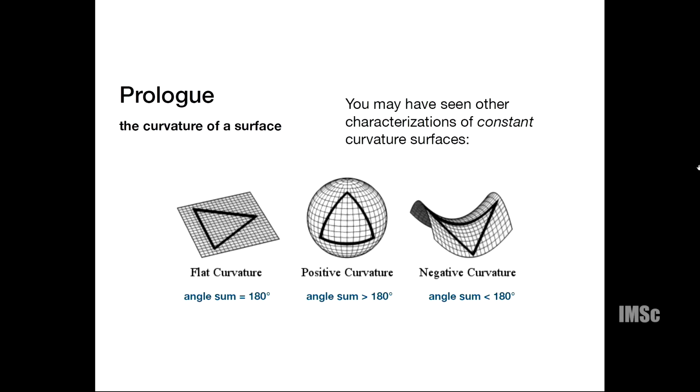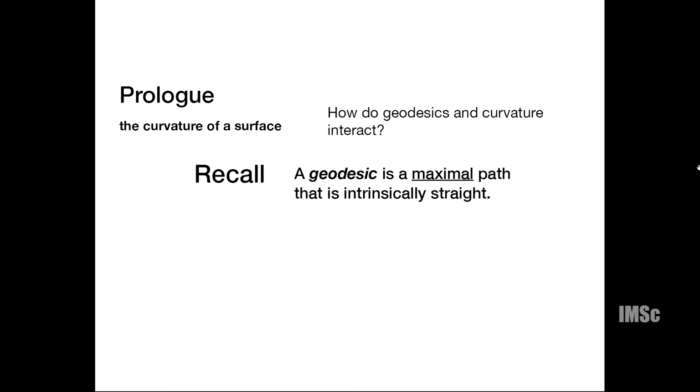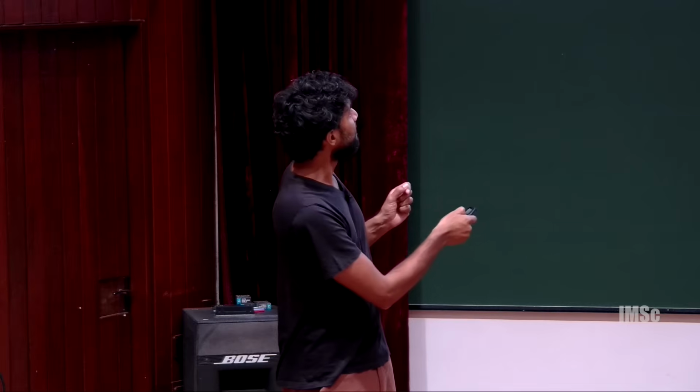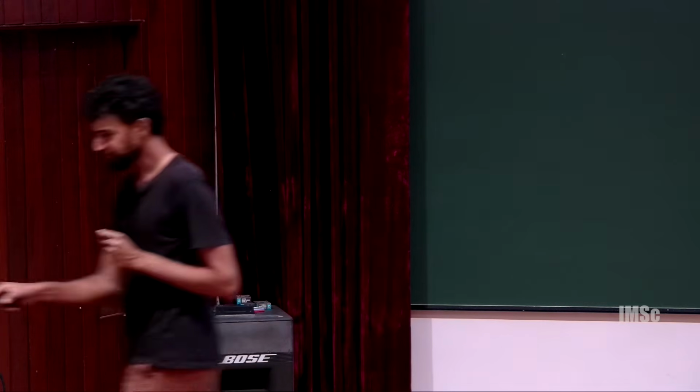Okay, so that's all I want to say about curvature for the time being, and now I want to come back to geodesics, and also talk a little about how geodesics and curvature interact with each other. So let's recall the definition from yesterday of geodesics. So what is a geodesic? It's a maximal path that is intrinsically straight, right?